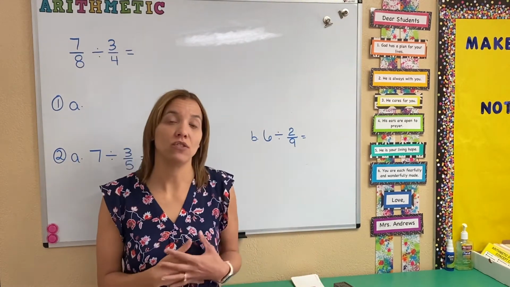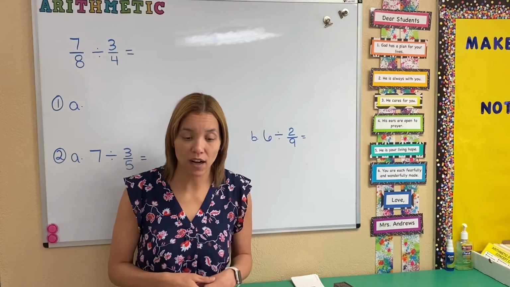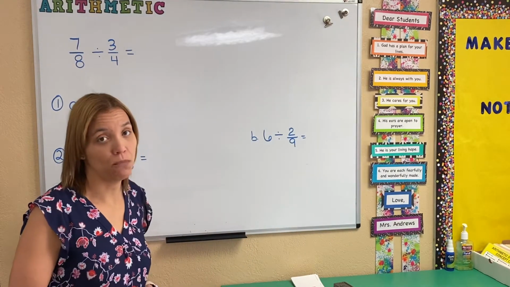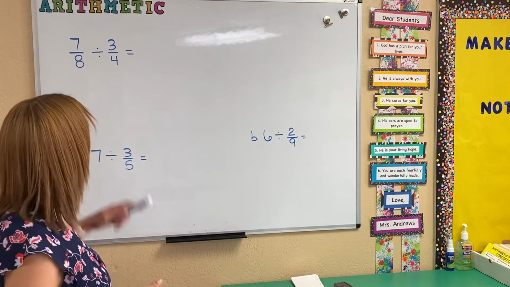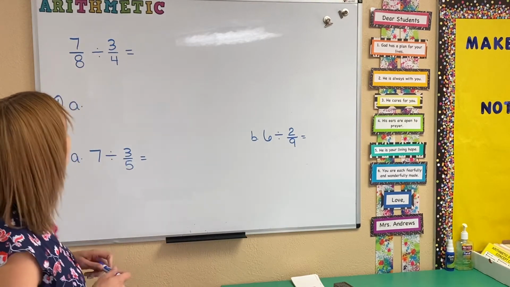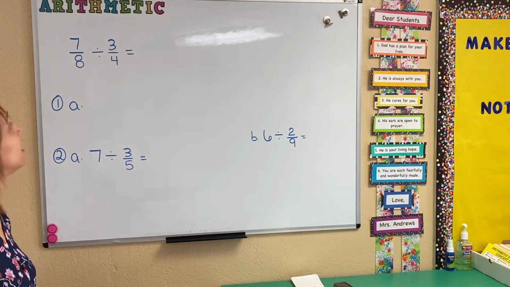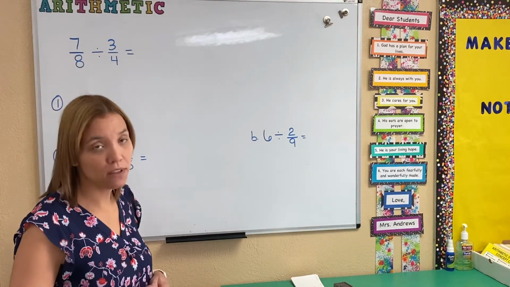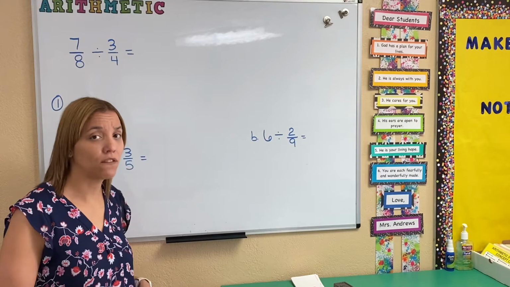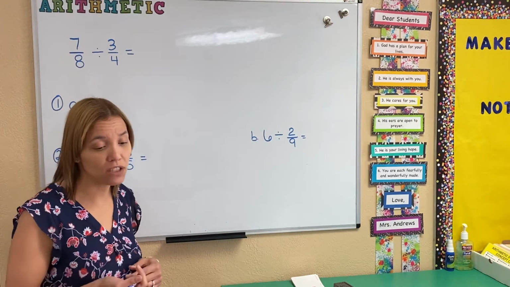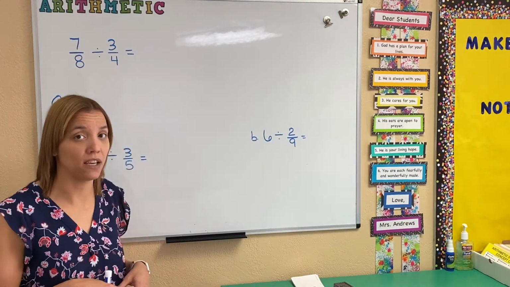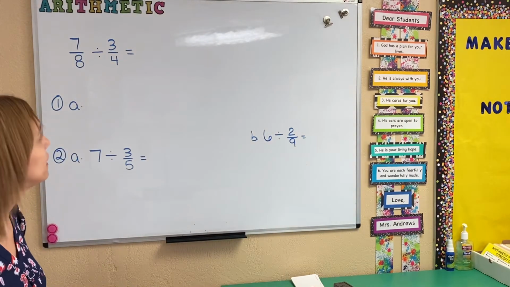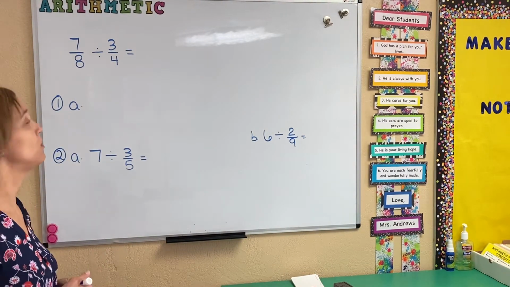And we are going to move right along to dividing fractions. The first example that I have for you today is this one right here, 7/8 divided by 3/4. First, let's remember that when we are dividing fractions, we need to invert the fraction and multiply. We always invert the second fraction, okay? So let's work on this one.